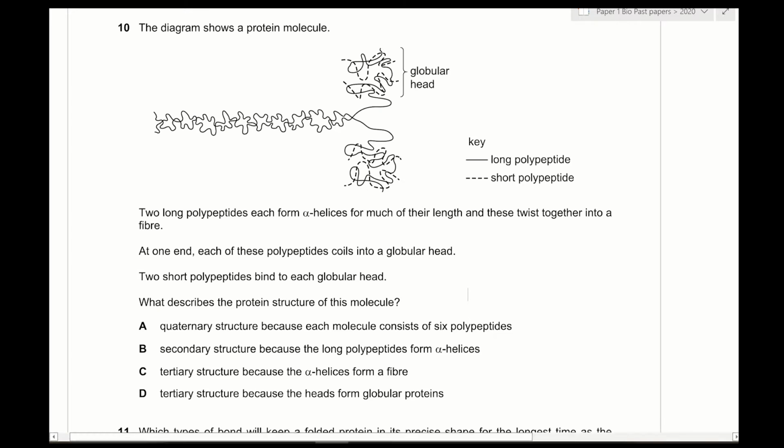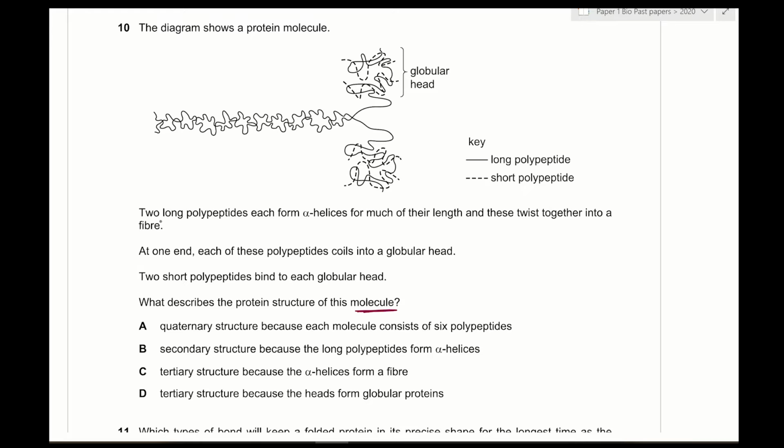And the diagram shows a protein molecule. 2 long polypeptides form alpha helices for much of their length, and these twist together into a fiber. At one end, each of these polypeptides coils into a globular head. 2 short polypeptides bind to each globular head. What describes the protein structure of this molecule?